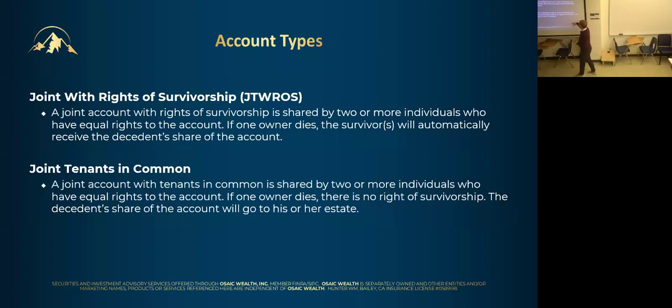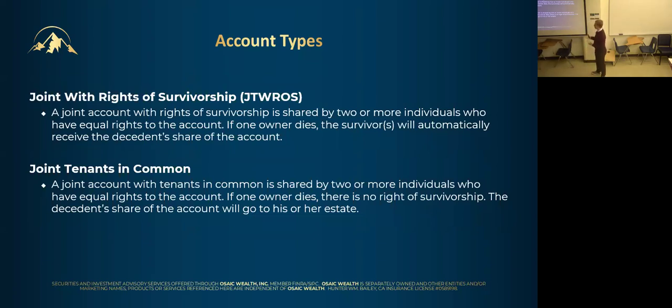Now, when we move into the next type of account, joint tenants in common, this is a joint account shared by two or more individuals who have equal rights to the account. If one owner dies, there is no right of survivorship. So that's the difference here. The surviving person does not have a right to the rest of the assets. The decedent's share of the account will go directly to his or her estate.